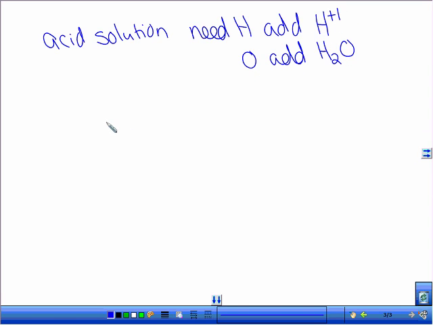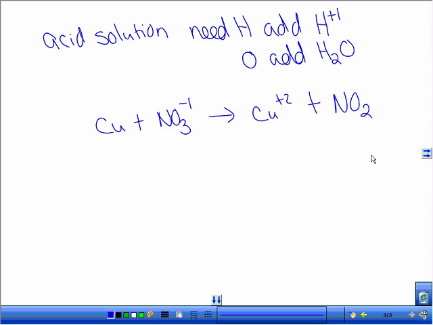Here's our one that we're going to do. We've got copper plus nitrate, and on the worksheet I left off that the -1's there is just really hard to see. So -1, and it's going to copper plus 2 plus something called nitrogen dioxide, which is actually a gas.